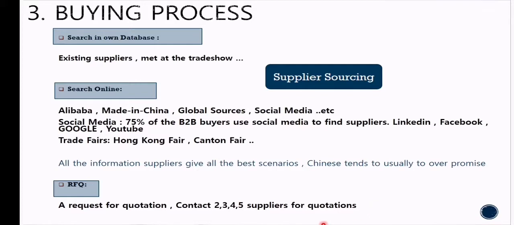So let's say those people went to their database or they went to the online search. After that, probably they're going to ask you for a sample or ask you for a quotation, right? So probably they're going to contact 3, 4, 5 suppliers, they're going to ask for quotations, right?